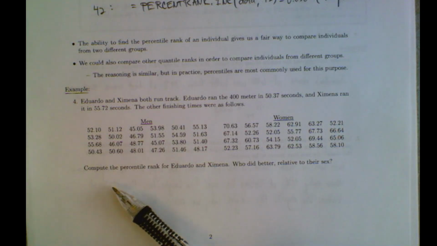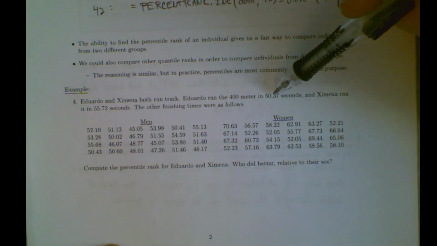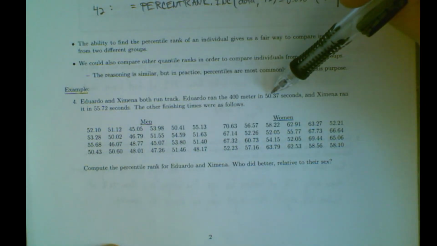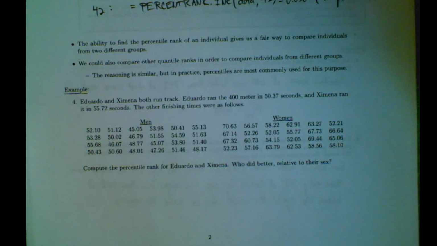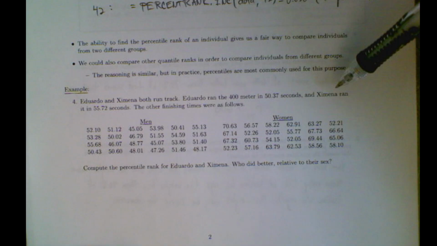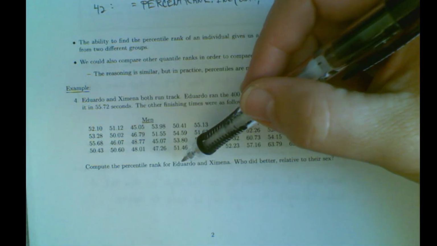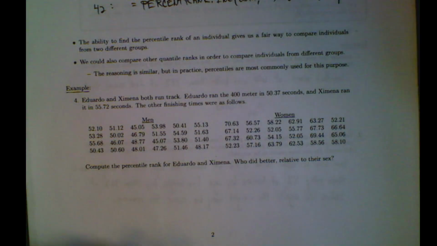We're asked to compute the percent rank for Eduardo and Jimena, and then answer the question, who did better relative to their sex? So clearly Eduardo ran faster than Jimena. He finished about 5 seconds faster than Jimena did. But the question is, is Eduardo's time among men better than Jimena's time among women? That's the question that we want to answer. So we'll compute the percentile ranks for both of these individuals, and then whoever has the lower percentile rank did better, right? They finished faster.